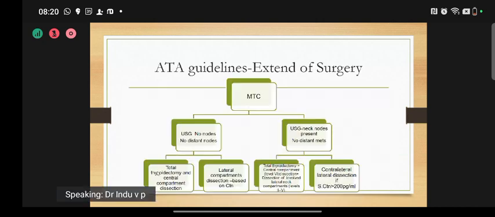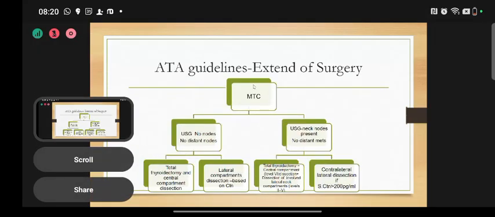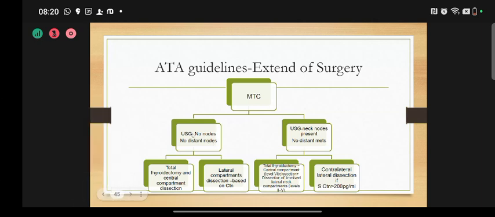for upper mediastinal nodes. So the ATA guidelines on extent of surgery: when a patient is diagnosed with medullary thyroid cancer and USG is showing no neck nodes and no distant mets, we can go for a total thyroidectomy with central compartment dissection.